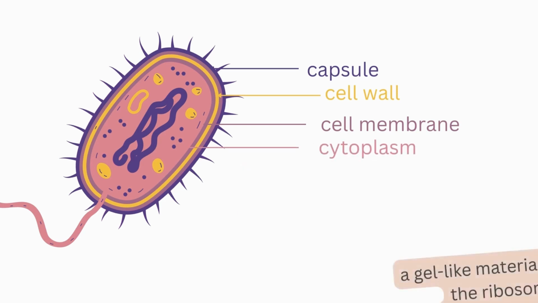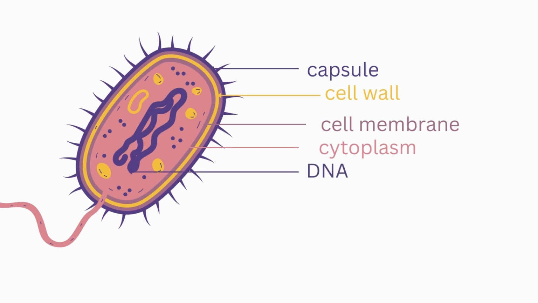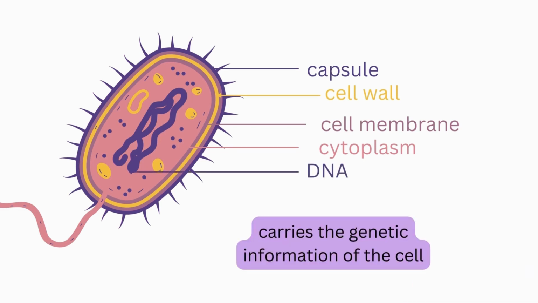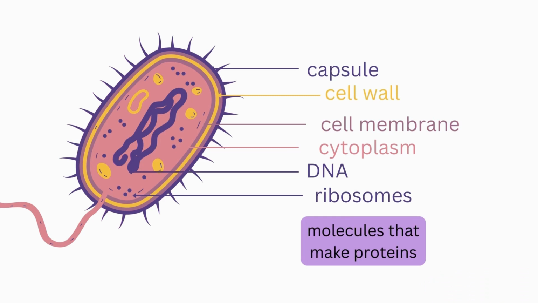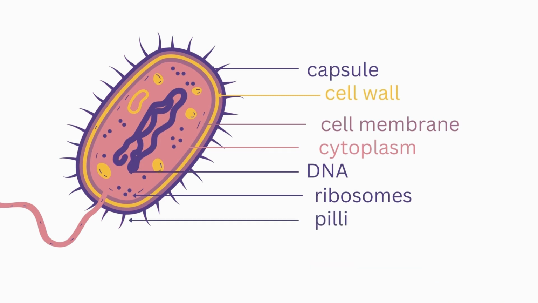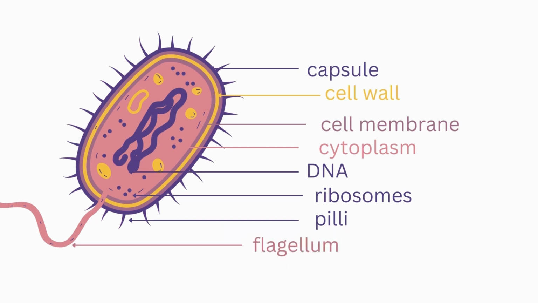The cytoplasm is a gel-like material in which the ribosomes and genetic material are suspended. DNA carries the genetic information of the cell, and ribosomes' function is to make proteins. Pili are hair-like structures attached to the outer layer that help attach the cell to surfaces, and flagellum helps the cell move around.